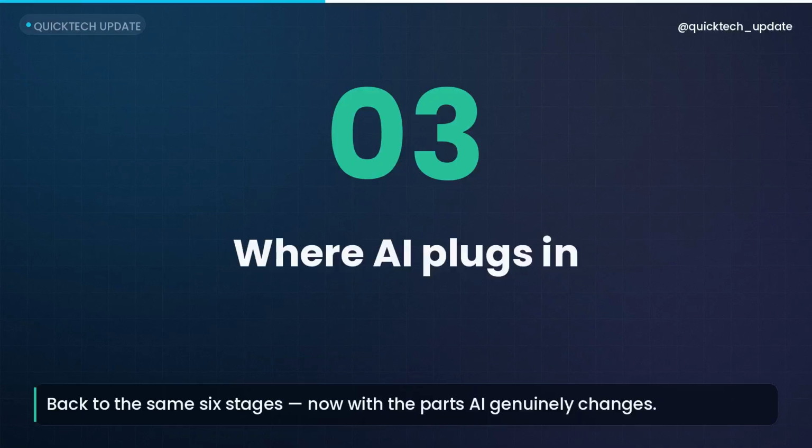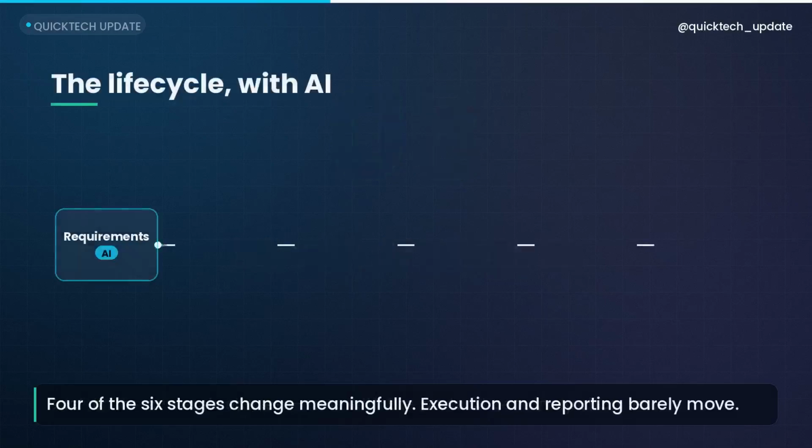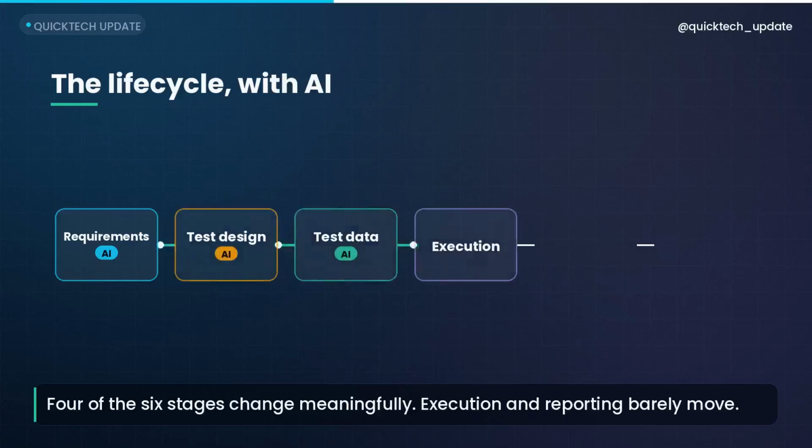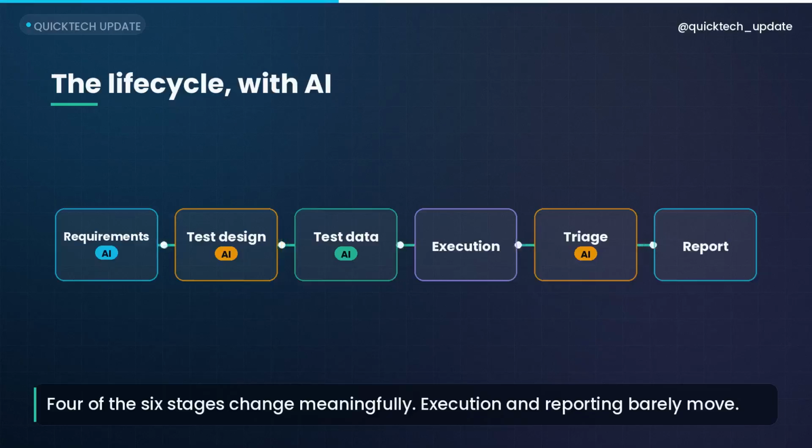Right. Back to those 6 stages, now with the parts AI genuinely changes. Requirements, test design, test data, and triage all change meaningfully. Execution and reporting barely move. We already automated those. Notice that AI is helping you decide what to test and what a failure means. It is not doing the running.